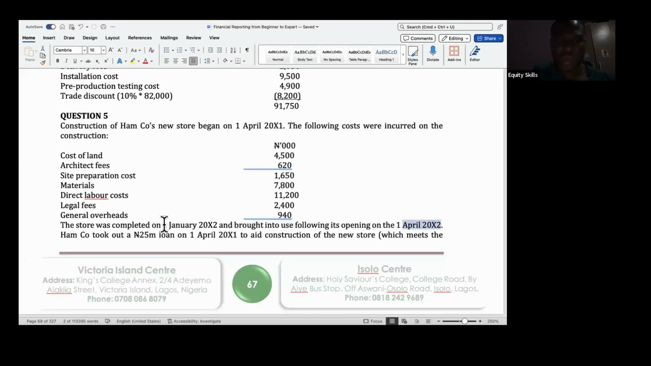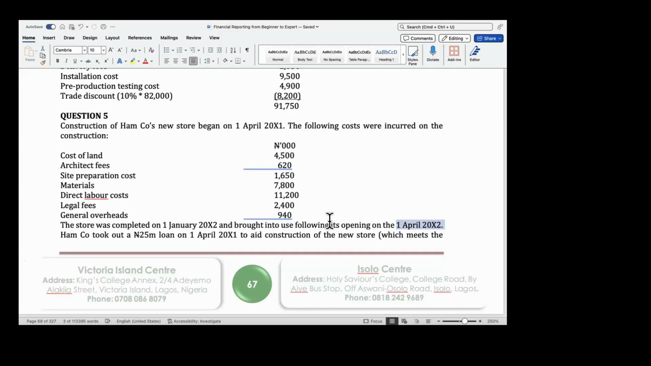Just for knowledge sake, any cost that is incurred between January 2001 and April, should that be capitalized or expensed? To be capitalized. It should be capitalized, sir. The loan should be capitalized. The interest of the loan should be capitalized. The reason is that the assets had not been put to use. No. Hello, sir. It's available for use. Hello, sir. Yes.